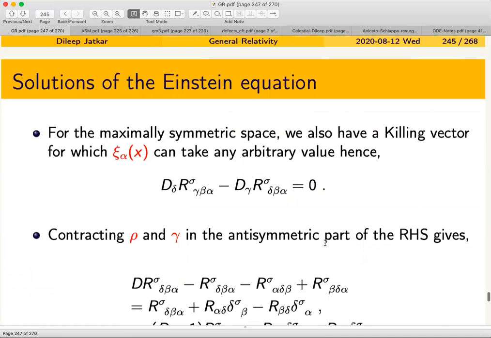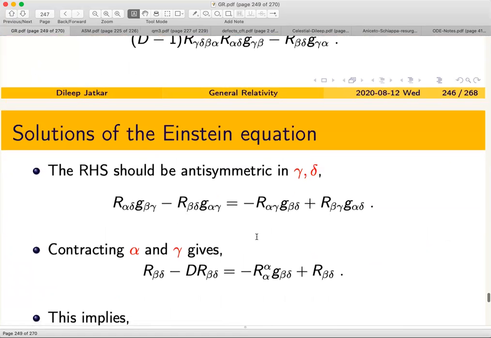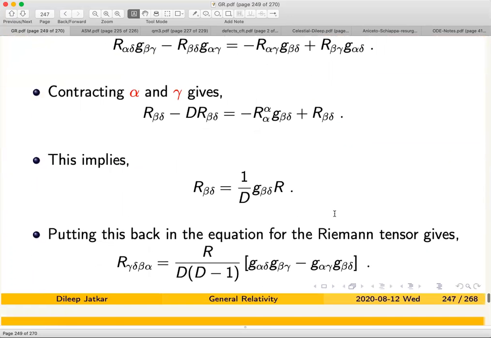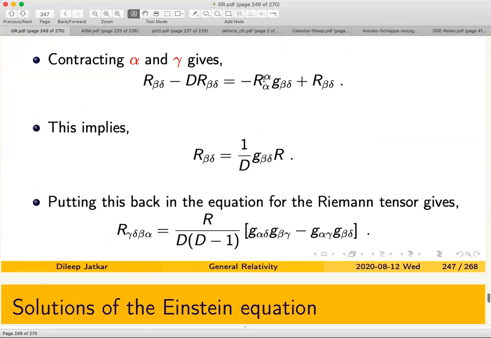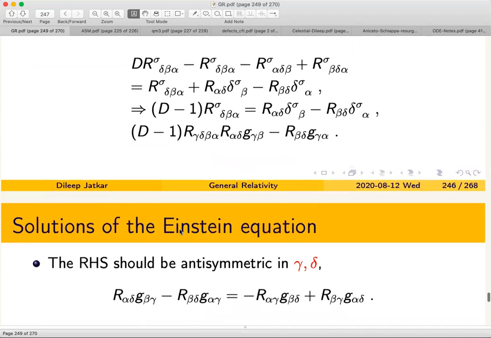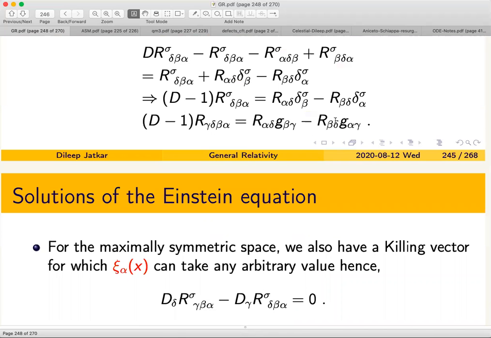Then we use the translational Killing vector to determine the next condition, which tells us that the Ricci tensor can be written in terms of Ricci scalar. So we can combine these two results and write down the Riemann tensor in terms of Ricci scalar, which is the same as R alpha alpha, times just a product of metrics. This follows from the earlier equation that we had written down, that the Riemann tensor can be written as Ricci tensor times metric minus Ricci tensor times metric.